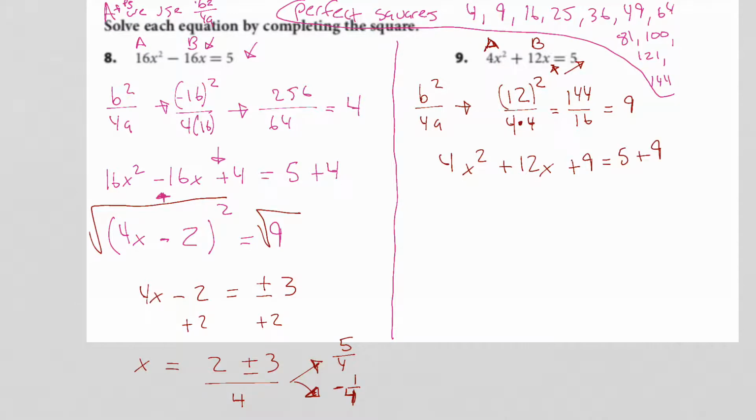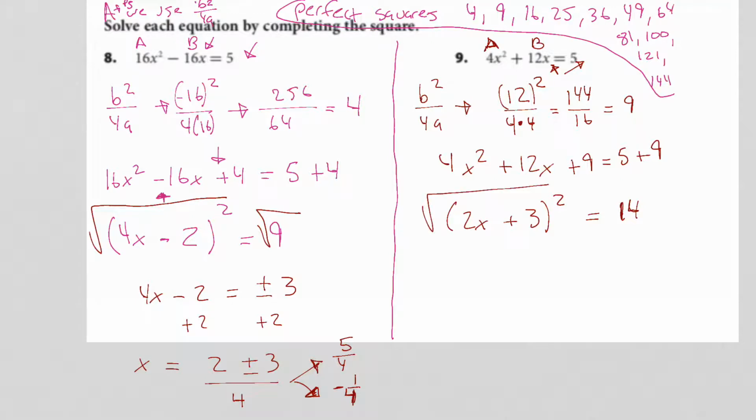And then this here is going to factor, right? Well, what are the factors of the perfect square 4x squared? It's going to be 2x. And what's the factors of 9 if it's going to be something squared? 3. So we get 2x plus 3 squared, and that's all going to be equal to 5 plus 9, which is 14. And from here, right, we can take the square root of both sides.